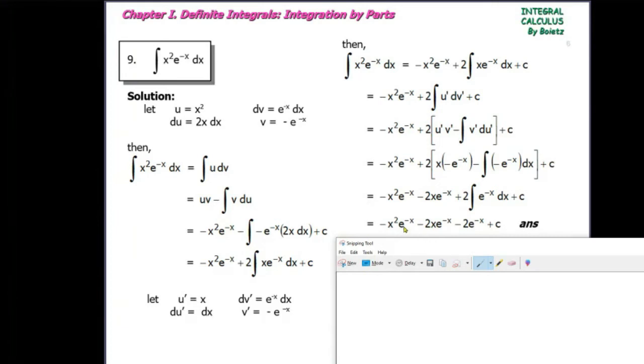We can still factor out e to the negative x. Okay? Pwedeng i-factor yung e to the negative x dyan para mas magandang basahin. Ang matitira, or negative e to the negative x, ang factor niya is x squared plus 2x plus 2. So, yun yung mangyayari. Okay? Pero hindi na pinactor dito. Okay?